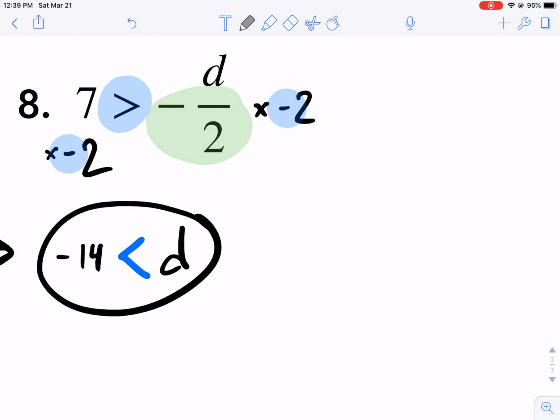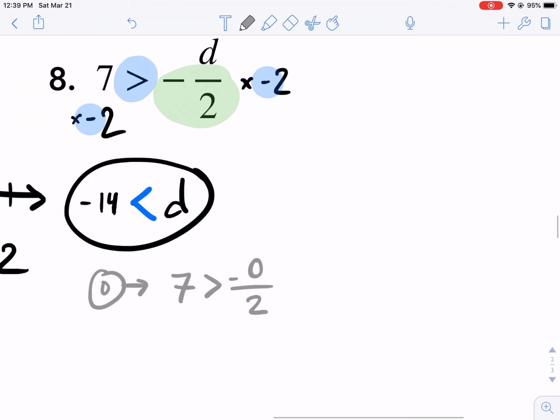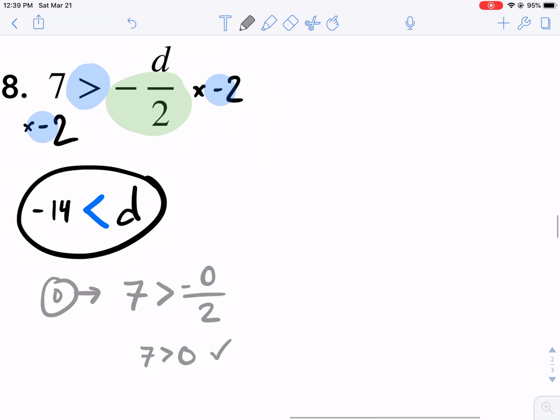Let's check our work. What's something greater than -14? Well, -14 is less than 0. I like 0. Let's go ahead and plug in 0 and see if that works. So 7 is greater than -0 over 2. Is 7 greater than 0? Yes, it is. So let's go ahead and graph our inequality of -14 is less than D.